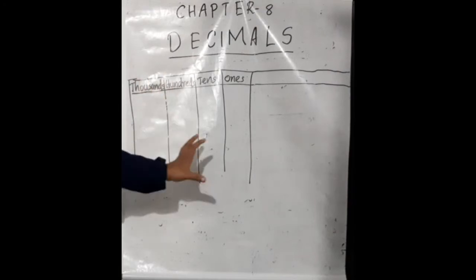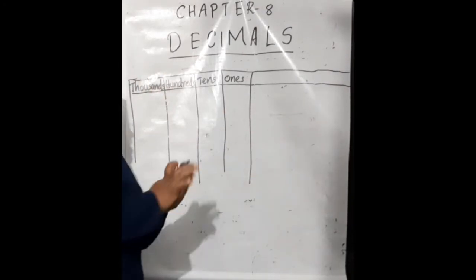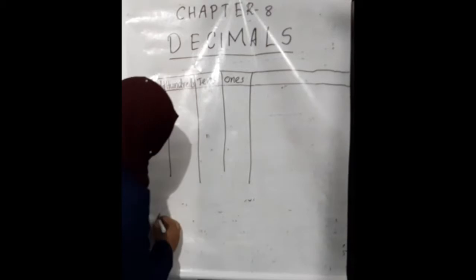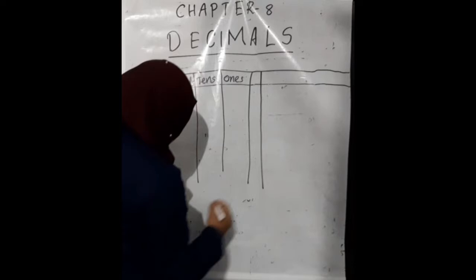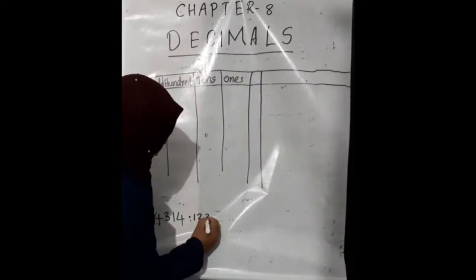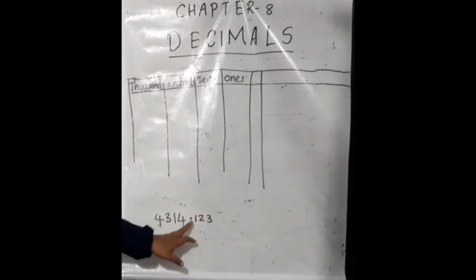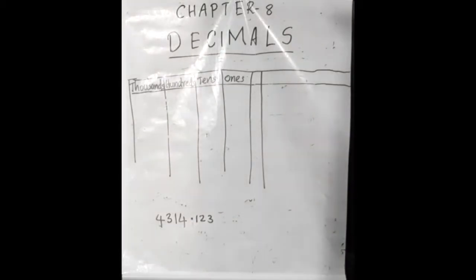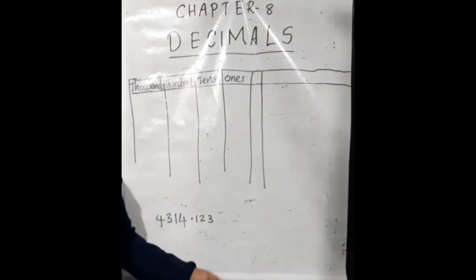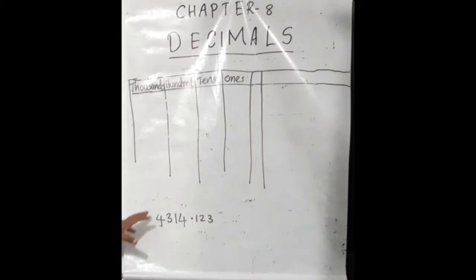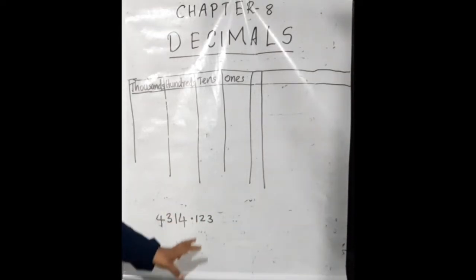So after that, if we have to mention a decimal value, for example 4314.123. What will be the place values of 4314.123? I have mentioned it in the wrong manner. How will you read this? 4314.123. What will be the place values of these 1, 2 and 3?